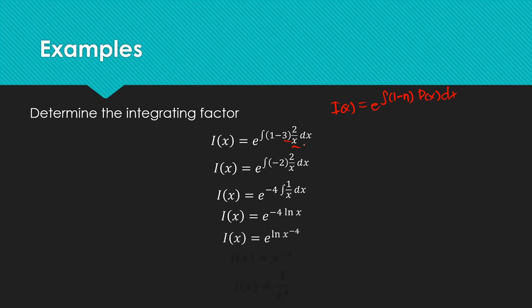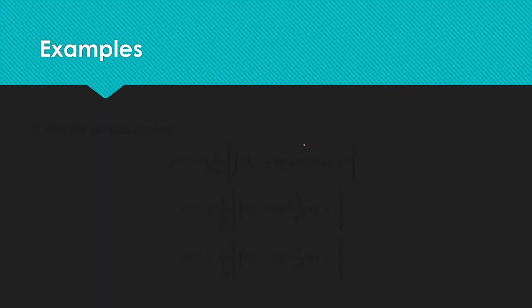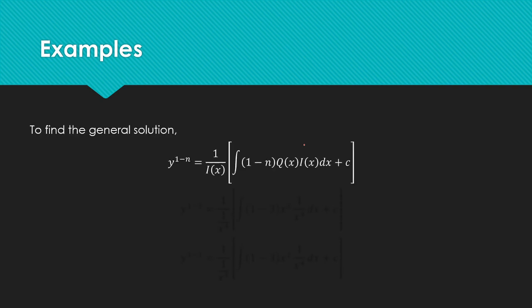Lipat natin yung negative 4 para maging power. Tapos, cancelin natin yung e tsaka ln. We will have x raised to negative 4. So, ang integrating factor natin is 1 over x to the 4th power, or x raised to negative 4. So, substitute na natin sa general solution. So, this is the general solution.